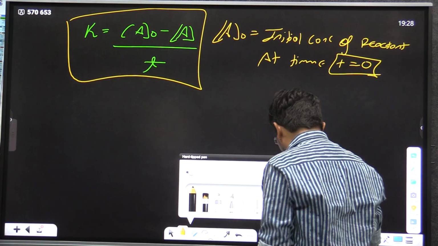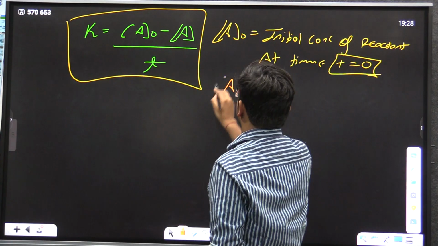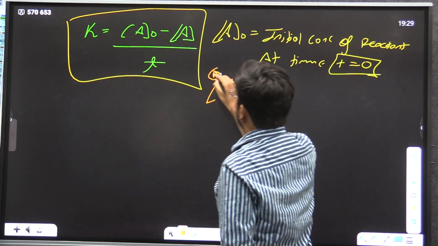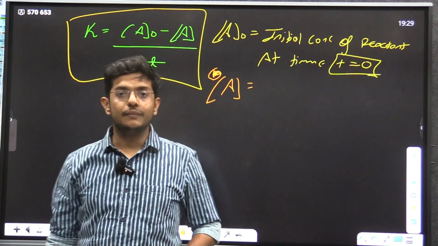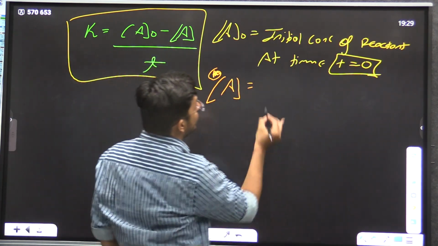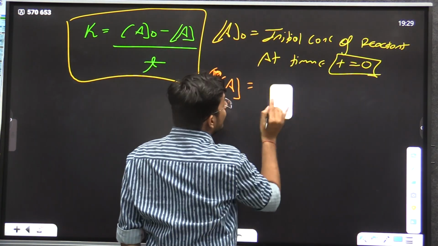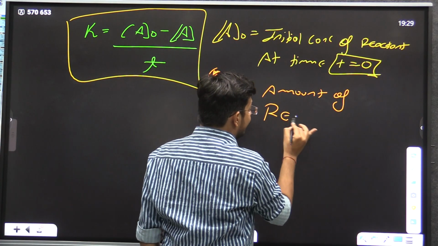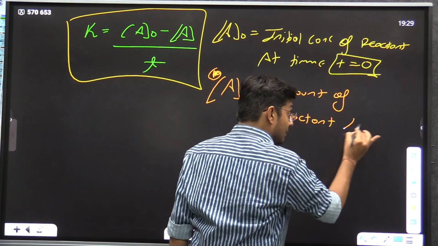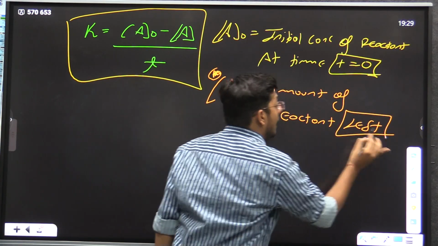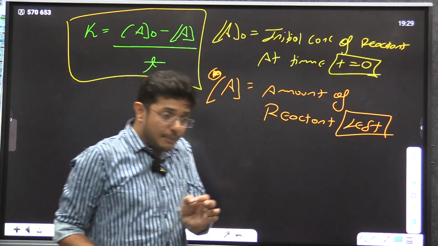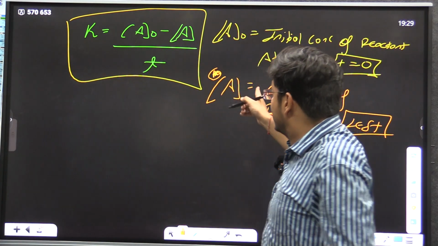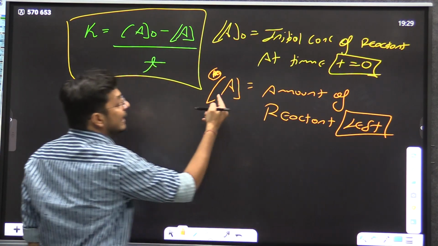Most important is actually this A. What is this A over here? My dear, this A is the amount of reactant left. This is one of the most important points. The amount of the reactant left, how much reactant is left, is represented by the term A.